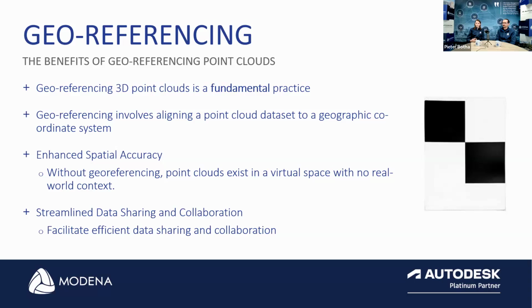So it's enhanced spatial accuracy, because without it, the point cloud just exists in a virtual space, but by adding real world context, using the survey coordinates and actually checking it against a third party data set, it also streamlines your process going forward. As soon as you have your point cloud georeferenced, then you will have your model georeferenced. Any coordination and collaboration that happens is from the same survey network going forward. So there's no guesswork going forward.